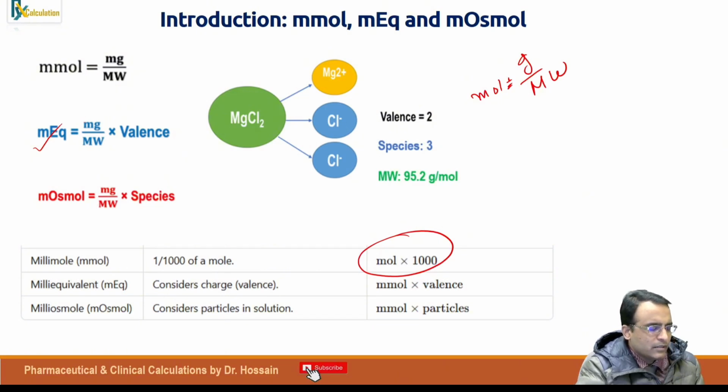Milliequivalent represents the concentration of ions in a solution, considering the chemical activity and charge of the ion. To calculate milliequivalent, we multiply the millimole by the valence. Milliosmol is related to osmosis, meaning it takes into account the number of particles in a solution. So to calculate milliosmol, we multiply the millimole by the number of species or particles in a solution.